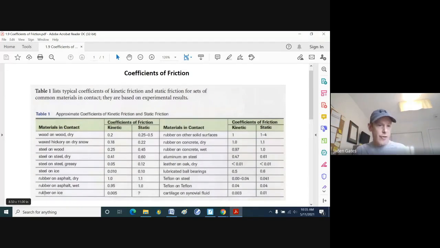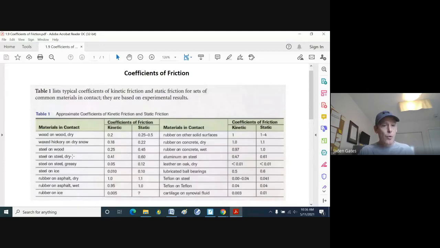So we've got different things like rubber on ice, Teflon on Teflon, Teflon on steel. You can see there is a bunch of different ratings. Now, there's two coefficients of friction for each of these, because you have one where the objects are not moving, and then you have the other where the objects are moving. So that's our coefficients of friction, and again, they're just a rating system of how much friction there is. For instance, steel on steel greasy is 0.05 if they're moving.